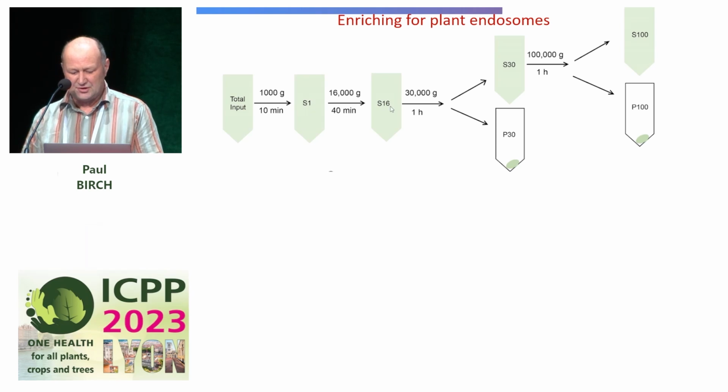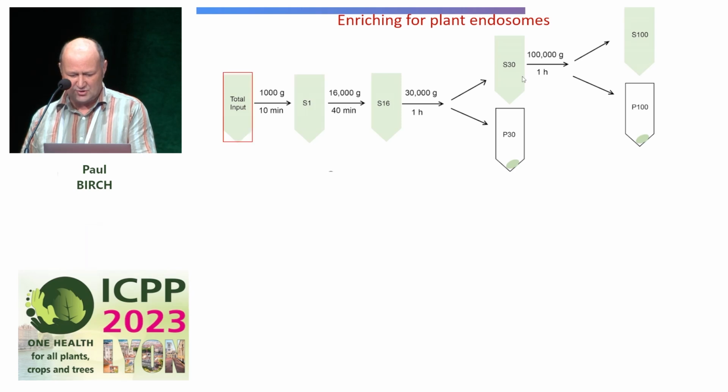So after the first two spins, where we're removing debris, large organelles such as nuclei and so on, there's then a 1 hour spin of 30,000 g. That will capture endosomes in recent plant studies. If we take the supernatant and then spin that for a further 100,000 g for an hour, then we take the pellet there as well. That can capture the rest of the endosomes, if you like, and usually the smaller ones.